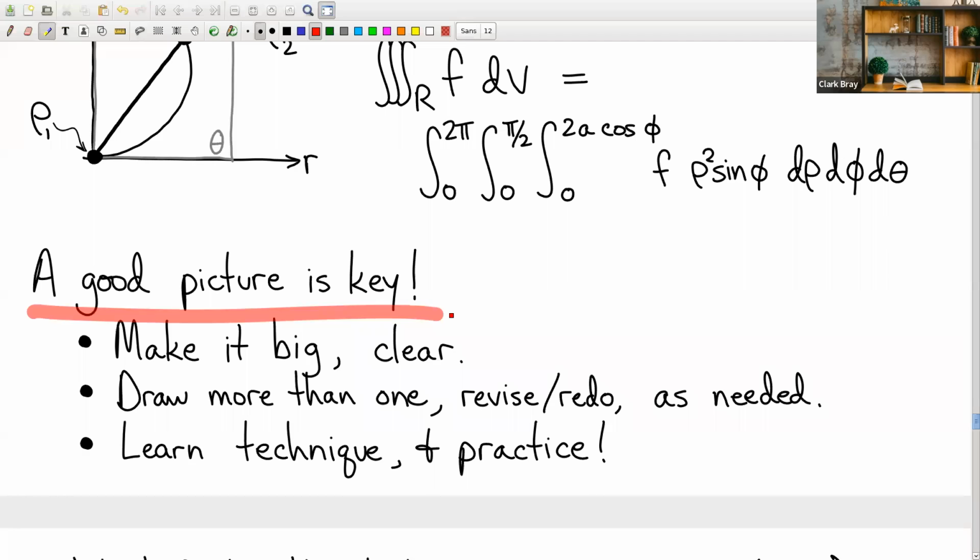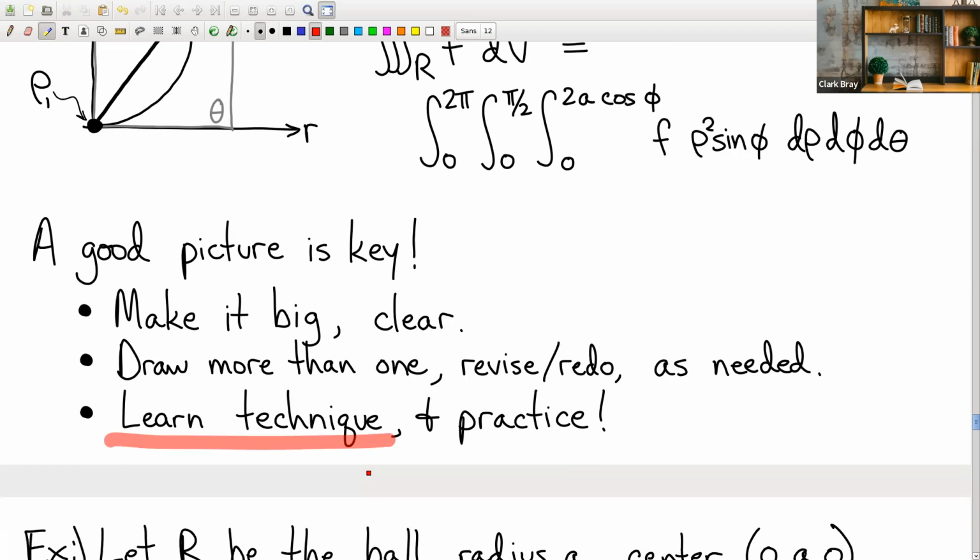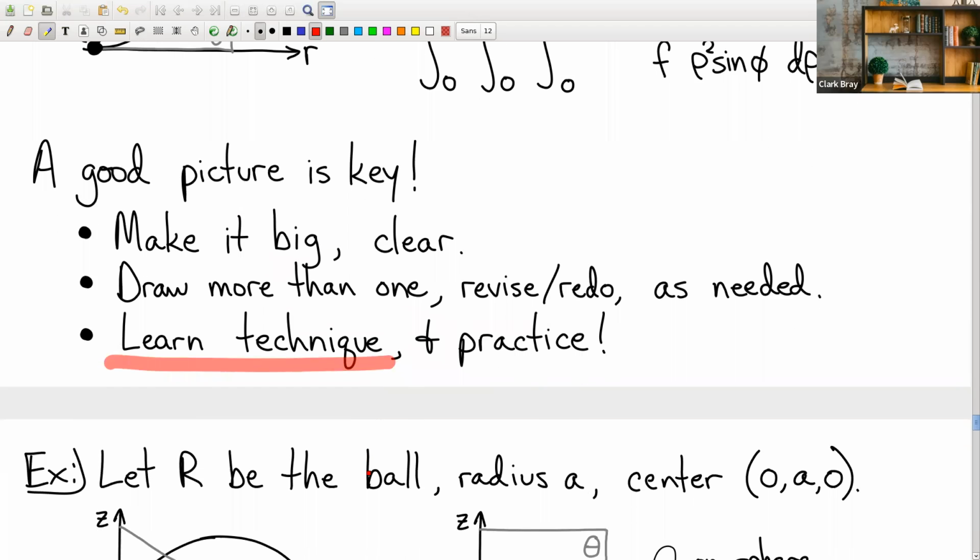And you're probably noticing, and you're going to notice even more in the next couple of examples, a good picture is a big deal. It's really important. If you're not good at drawing pictures, get good at drawing pictures. Now, there are things to know, right? There are techniques to know about how to draw. I've pitched it before. I'm going to pitch it again.